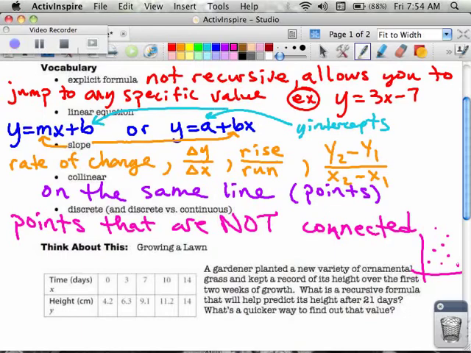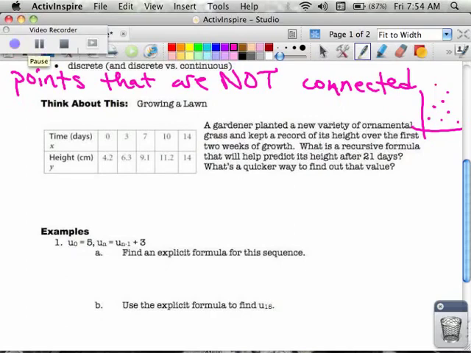Questions on any of these vocabulary items? All right, so in this think about it problem, oftentimes in math, they'll like to give us a table, and from that table, glean some information about how we're going to write something down. So we see this table where there's some time in days, and there's a height, and a gardener has planted a new variety of grass and is keeping a record of how high it grows. And most cities, like I live in Hopkins, most cities have an ordinance that if it gets so high you have to cut it, otherwise you can get a ticket.